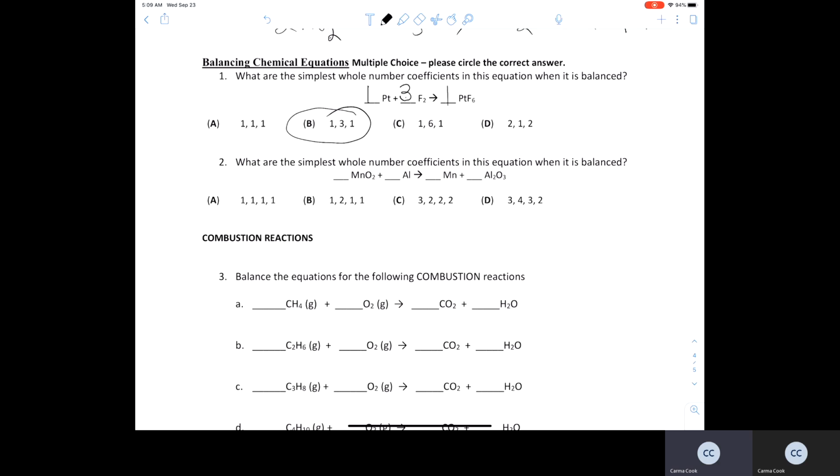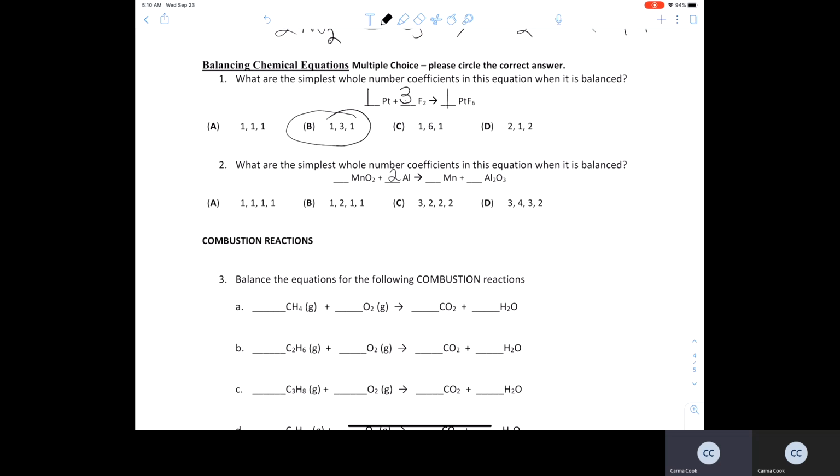Number 2, we need to balance this one. We notice we've got 2 aluminums on the right, but only 1 aluminum on the left, so we put a 2 here. Oxygens, we have 3 oxygens on the right, but only 2 oxygens on the left.